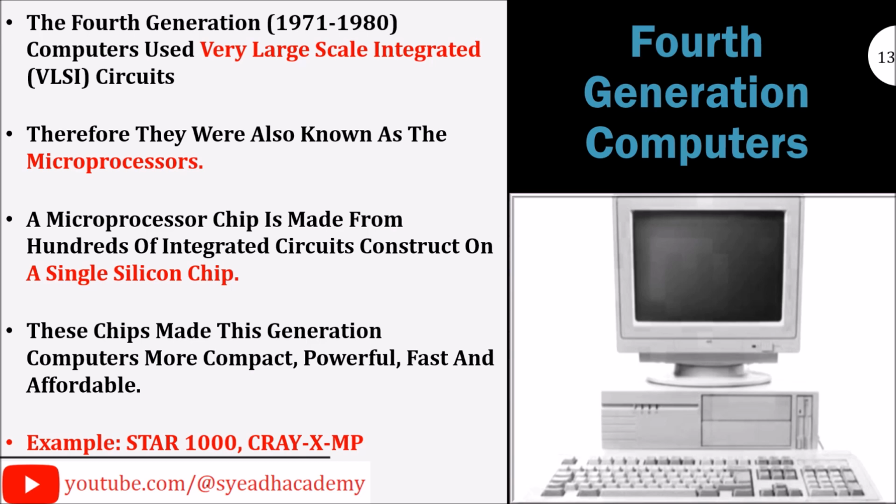Fourth-generation computers. The fourth generation, 1971 to 1980, computers used very large-scale integrated, VLSI, circuits. Therefore they were also known as the microprocessors. A microprocessor chip is made from hundreds of integrated circuits constructed on a single silicon chip. These chips made this generation computers more compact, powerful, fast and affordable. Example, Star 1000, Cray XMP.